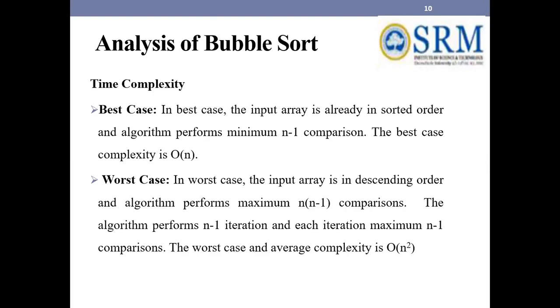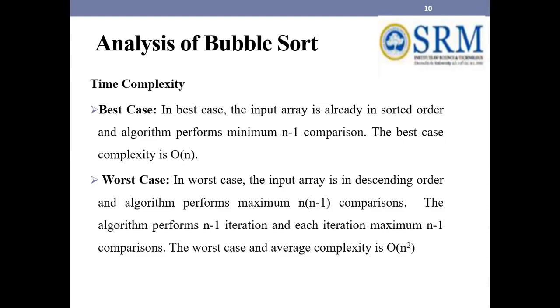Time complexity means how much time it takes to complete the algorithm or to produce a result. There are three cases: best case, worst case, and average case. So, what is the best case situation in bubble sort? If the input is already in sorted order, the algorithm performs only n minus 1 comparisons because there is no swapping. Just one comparison for each iteration. So the time complexity of the best case is order of n.